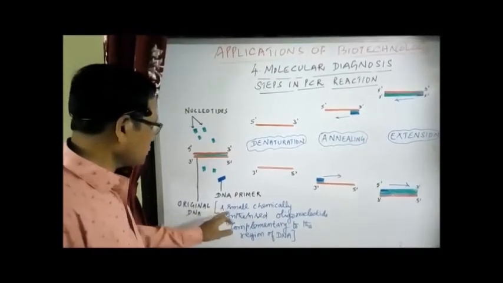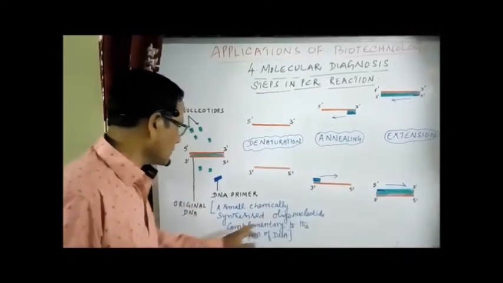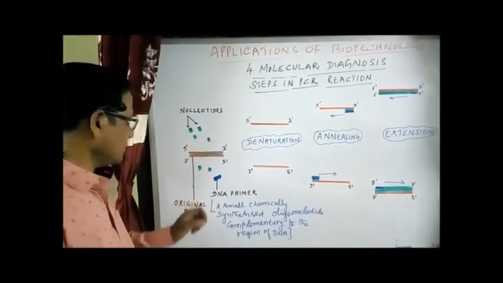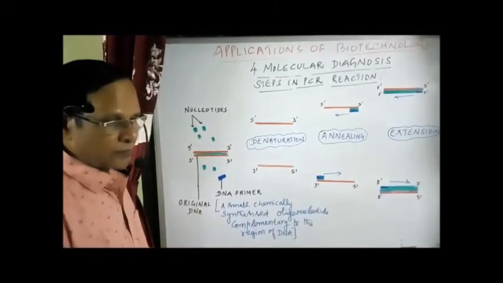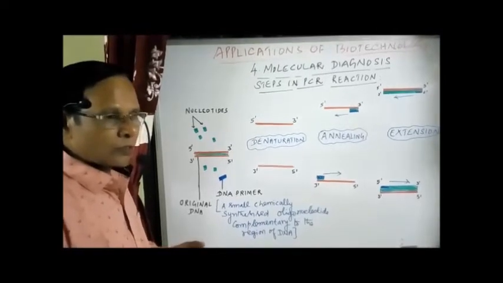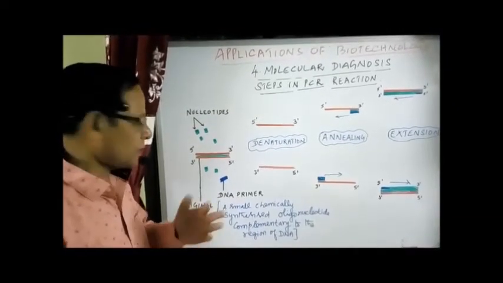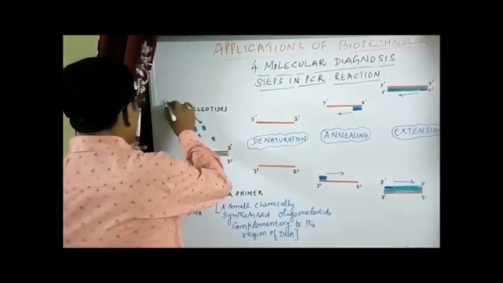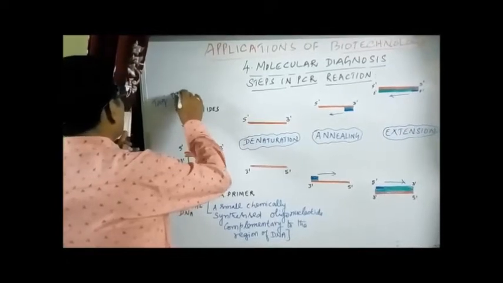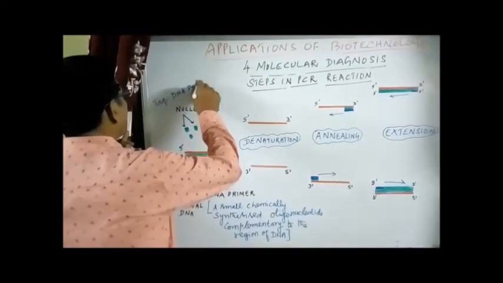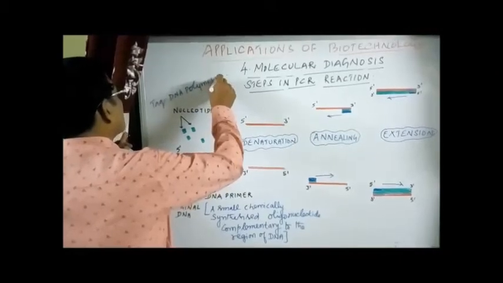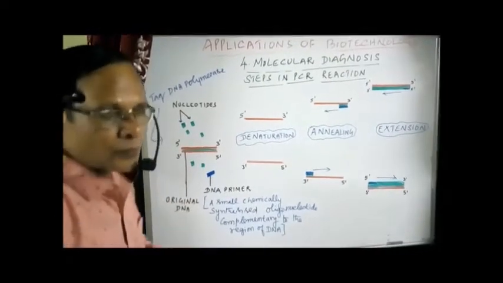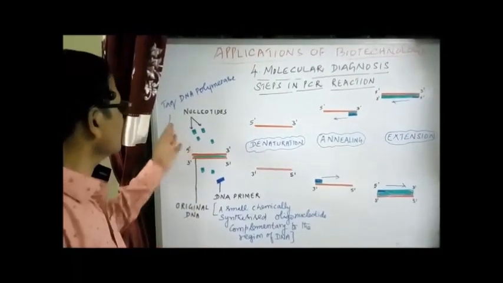This primer is nothing but a small chemically synthesized oligonucleotide complementary to the region of DNA. Oligo means made up of only a few nucleotides, nearly 11 to 12. Now the mixture also contains Taq DNA polymerase enzyme. This is the one responsible for the synthesis. It is a thermostable enzyme which can resist temperature even above 90 degrees Celsius. That's why it's called a thermostable enzyme.